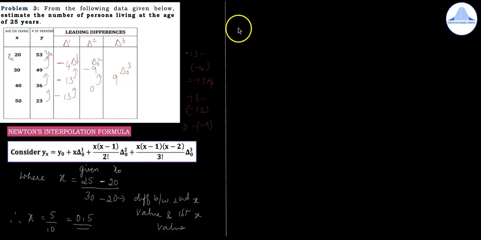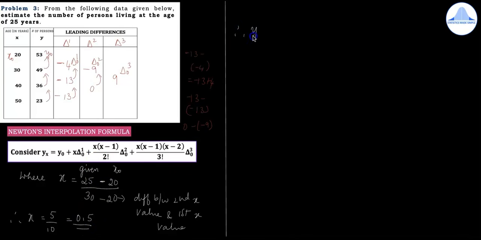So this is the difference between second x value and first x value. So therefore you will get x is equal to 25 minus 20 is 5. So 5 divided by 10 is 0.5. So it's important to get this right, otherwise the whole problem may go wrong. So now let us substitute in the formula.